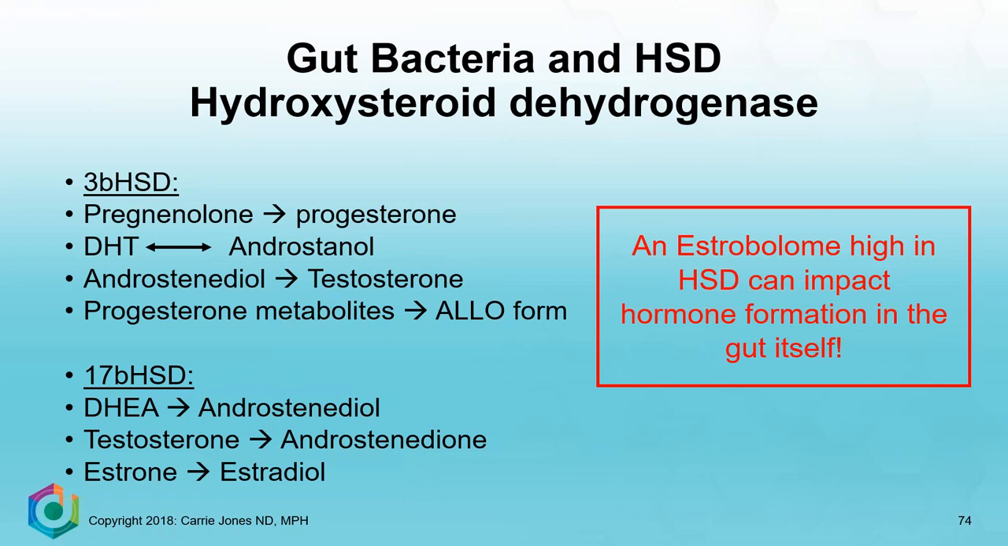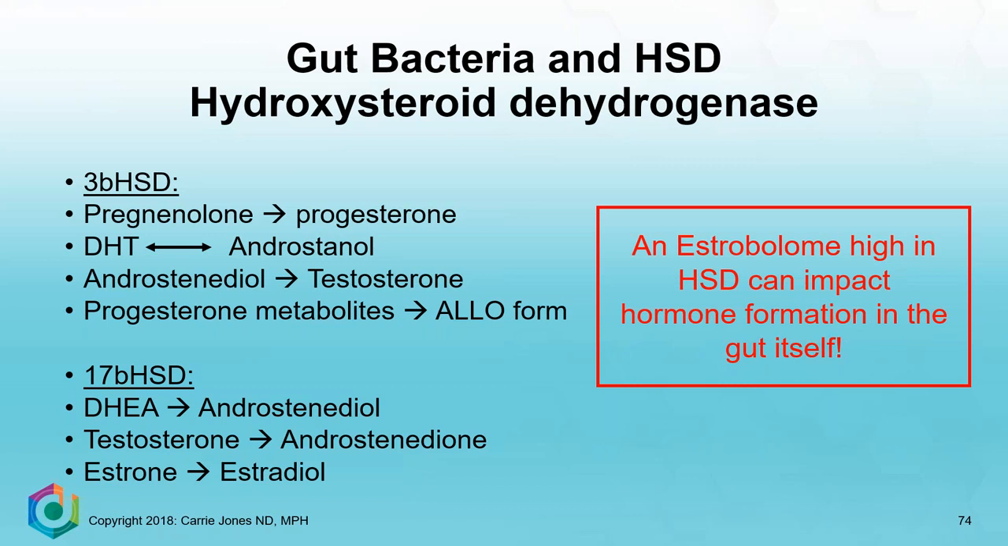So 3-beta HSD increases your progesterone, your androstenol, your testosterone, your allo form of progesterone. And the 17-beta is what makes your androstenediol, your androstenedione, and your estradiol. So an estrobolome high in HSD can now have more of these hormones recirculated or reabsorbed to be recirculated. So testosterone, of course, being a big one, estradiol being another really big one.